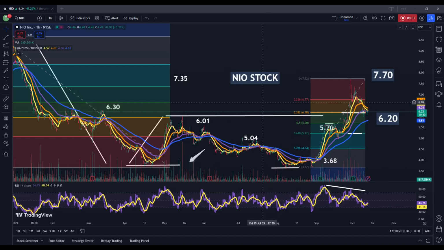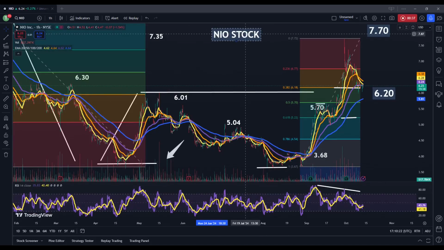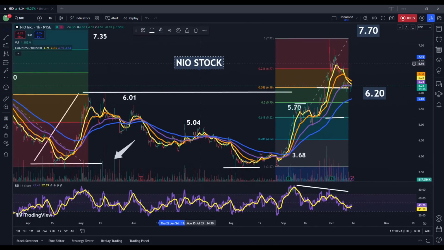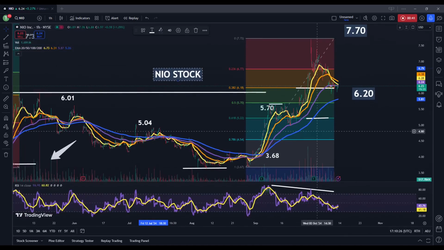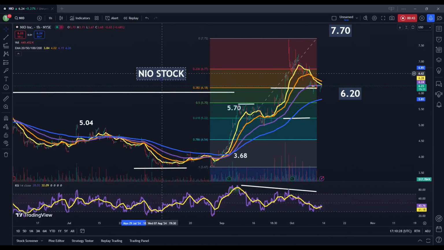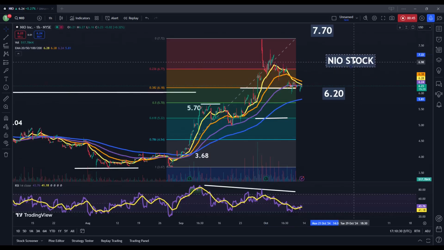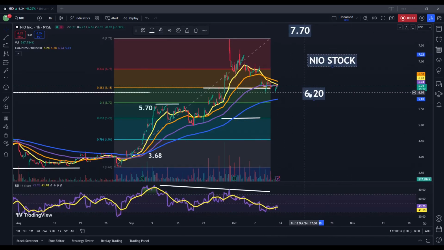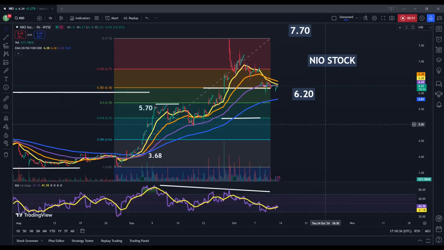So what we're looking at here is the hourly time frame. Each candle on this time frame represents a 1 hour trading period. And as we can see here, we're starting to flatten out, I guess you could say, right around this $6.20 level that we have been watching previously.